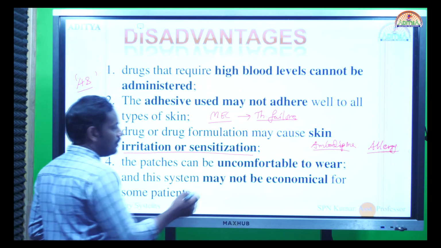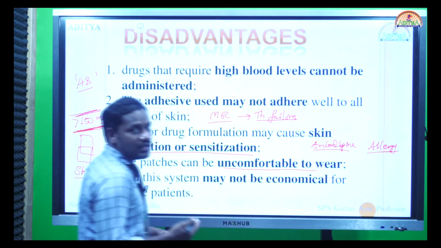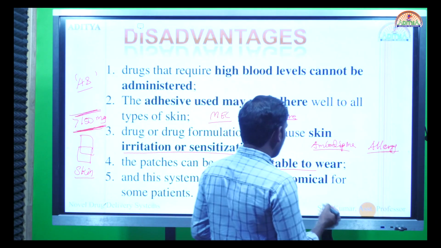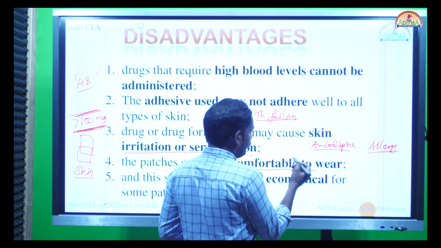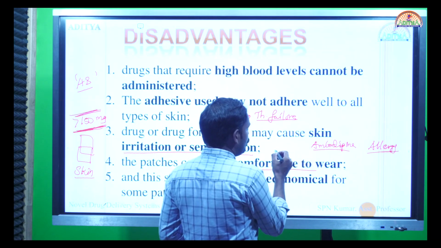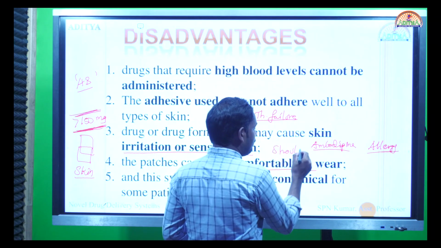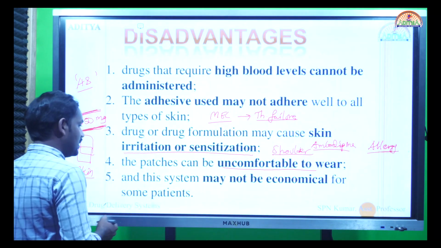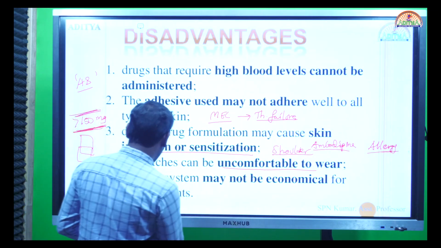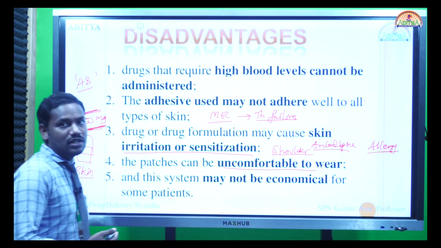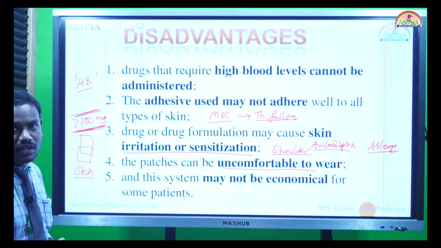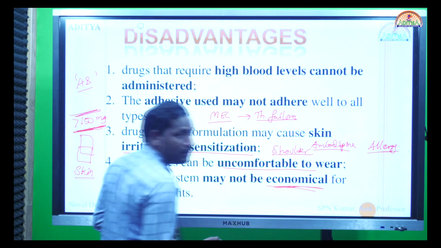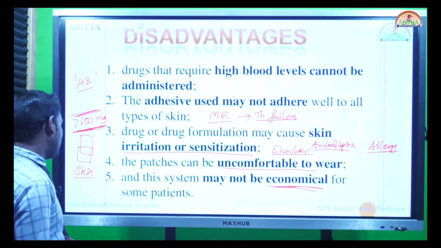These patches can also be uncomfortable to wear. These are definitely given on areas which are inconspicuous to the environment. So hence they are given on the back side of the arm, or they use the shoulder blades. But still some patients may feel discomfort wearing transdermal drug delivery systems, and this system may not be economical for some patients. Since transdermal drug delivery involves more sophisticated polymers, it needs more and more money, and some patients cannot bear the cost of that transdermal patch.